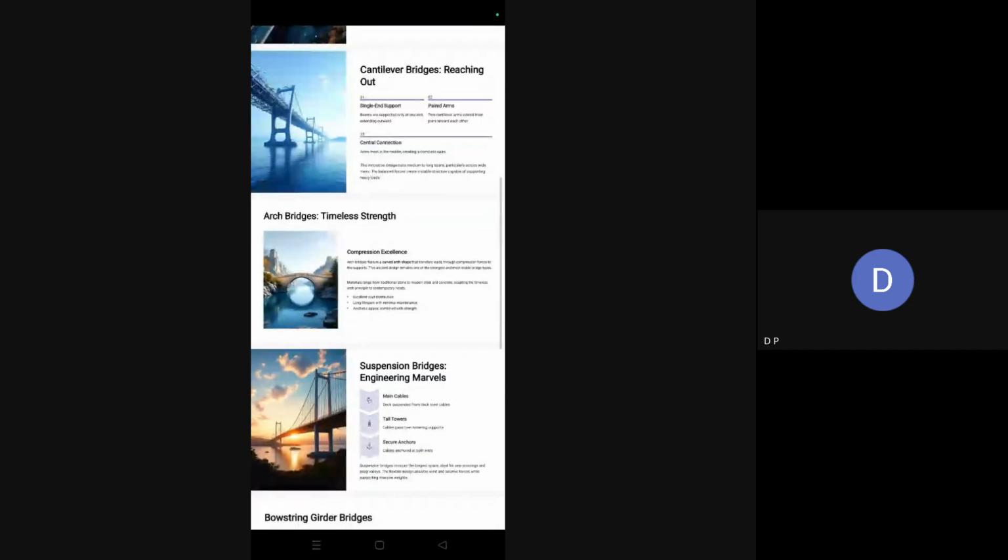This innovative design suits medium to long spans, particularly across wide rivers. The balance of forces creates a stable structure capable of supporting heavy loads.